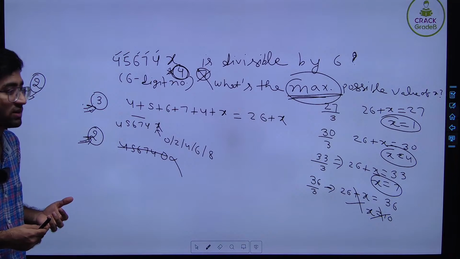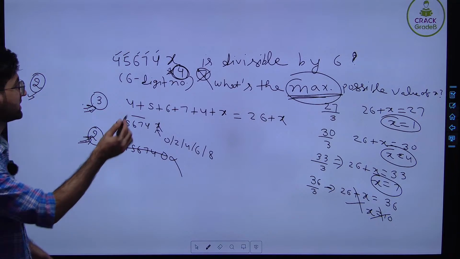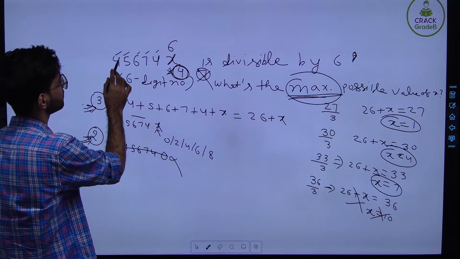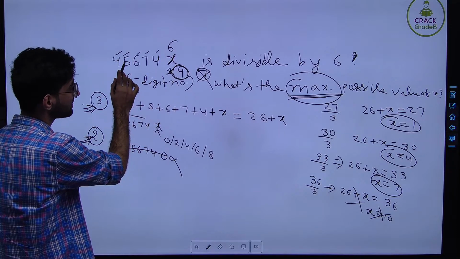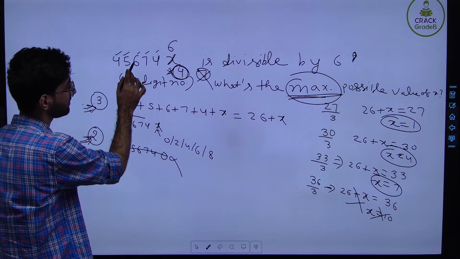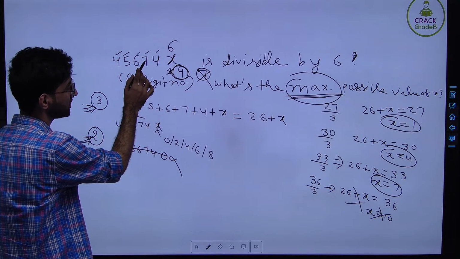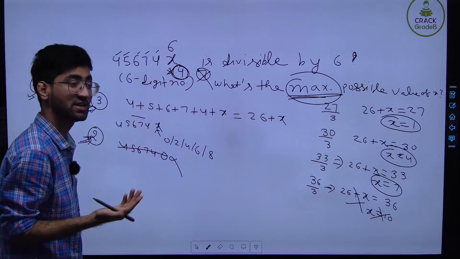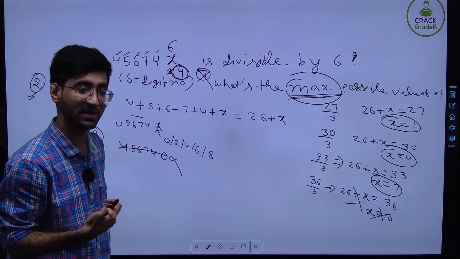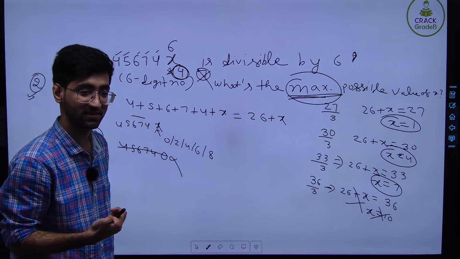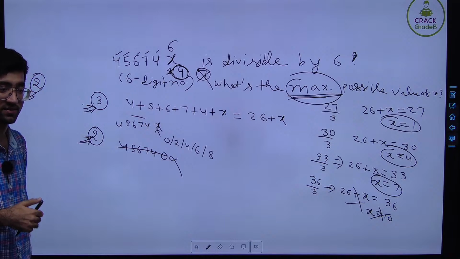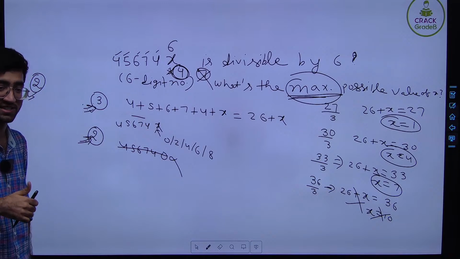Okay, then see, how will the answer of this be 6? Okay, let me check. If you put 6 here, then 4, 5, 9, 9 plus 6 is 15, 15 plus 7 is 22, 22 plus 4 is 26, then plus 6 is 32. 32 is not divisible by 3, right? So x equal to 6 is not feasible, correct? Okay, then see you in the next lecture.